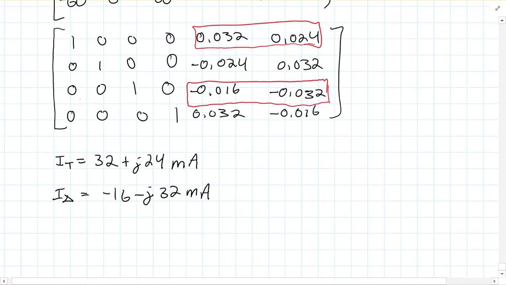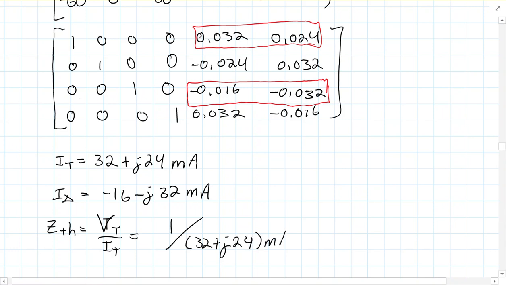And so doing those here, what else do we have? Well, we can finally get that Z Thevenin is V test over I test. So that's 1 divided by 32 plus J24 milliamps. Which if I do that on my calculator, I wind up with 20 minus J15 ohms.